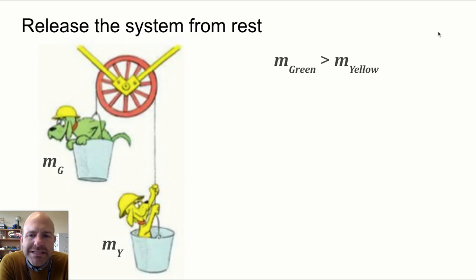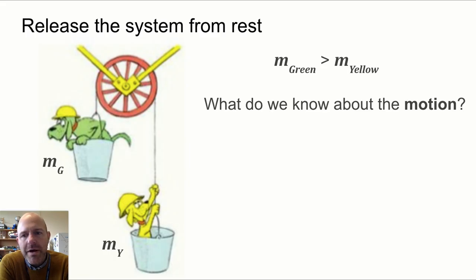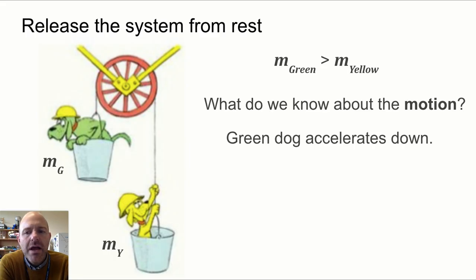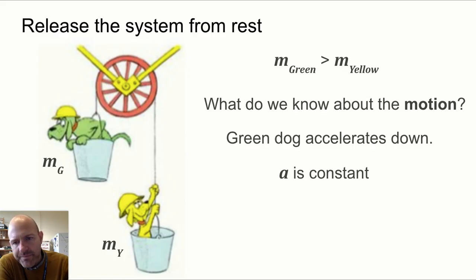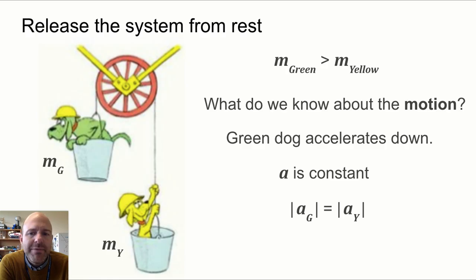So if we release this system from rest and say the mass of the green dog is bigger than the mass of the yellow dog, what can we say about the motion? If the mass of the green dog is greater than that of the yellow dog, the yellow dog is going to accelerate up and the green dog will accelerate down. The acceleration should be constant because there are constant masses, and they both should have the same acceleration. After all, they're connected by that string. You can't have one go up without the other one going down.